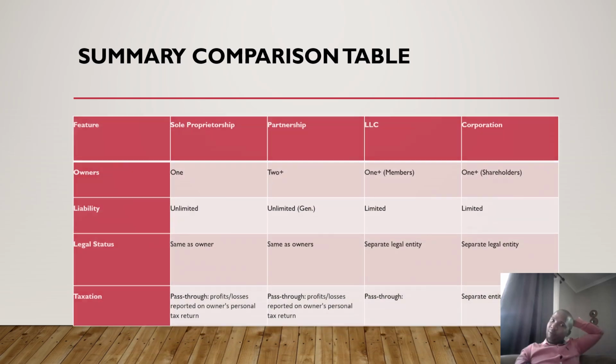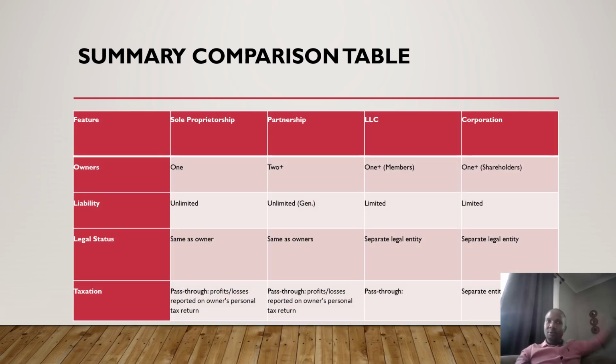So I've prepared a summarized comparison table of all the types of business entities: sole proprietorship, partnership, limited liability company, and corporation. The key features are the ownership, liability, legal status and taxation. It's just a summary of what we have already talked about.